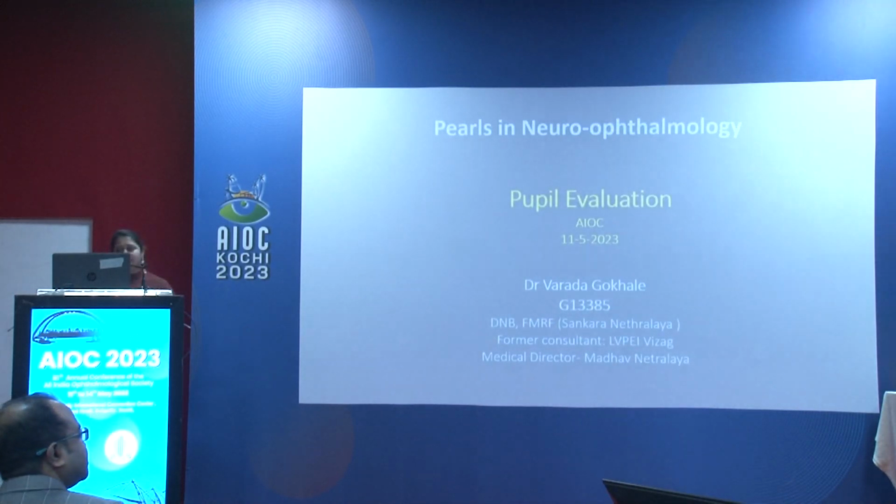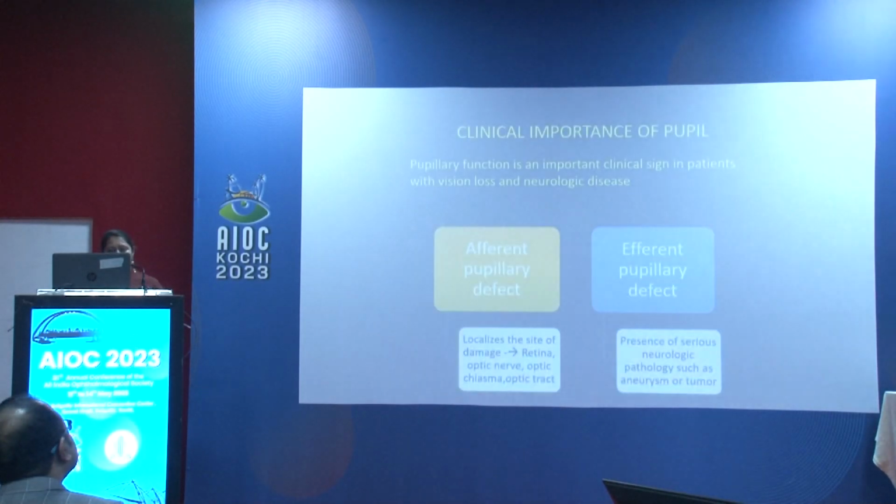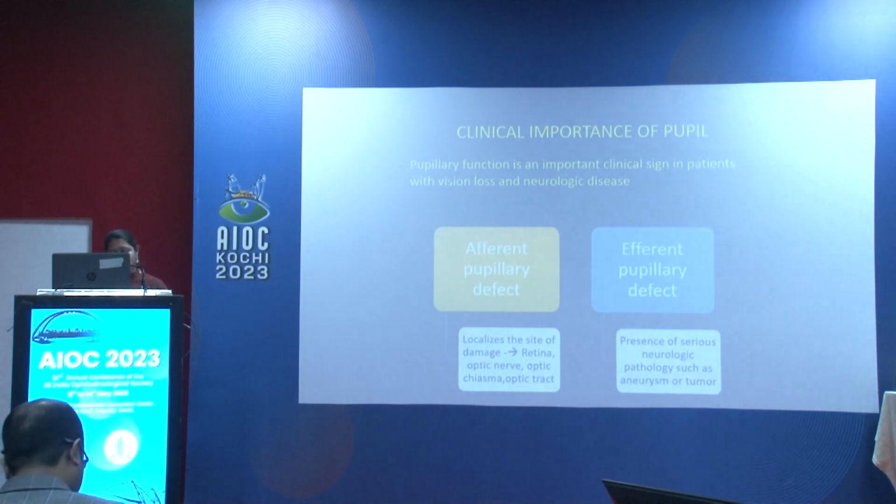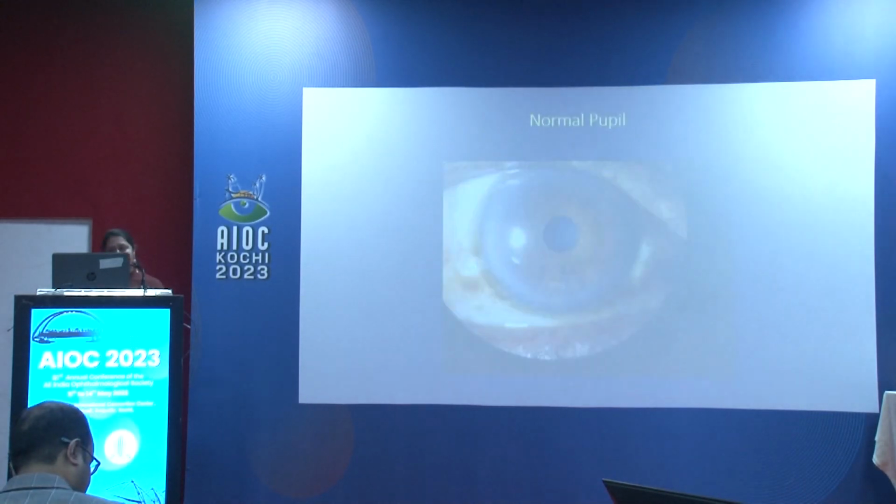So, I'm going to the basic. I'm going to talk about pupil evaluation. Why is it important? Because pupillary function is the most important clinical sign in patients with vision loss and neurological disease. There can be afferent pupillary defect, which can point towards any lesion in retina, optic nerve, chiasma, or tract, or there can be efferent pupillary defect, which can point towards a serious neurological condition such as aneurysm or tumor.